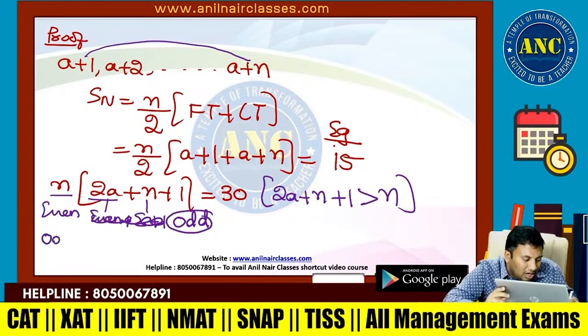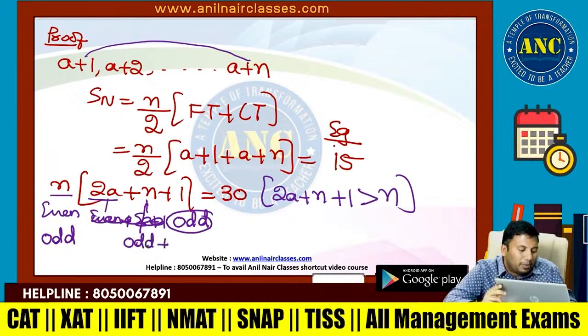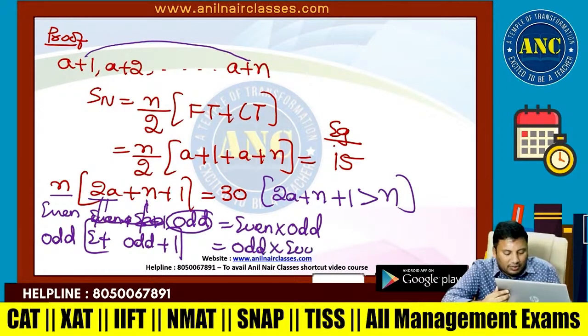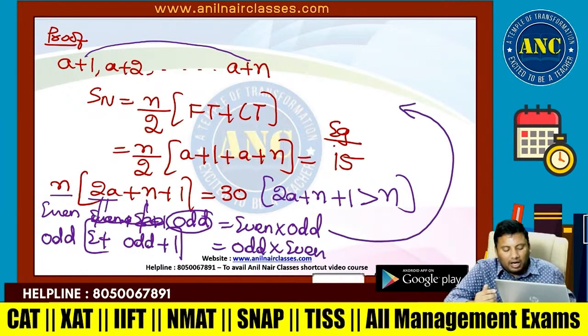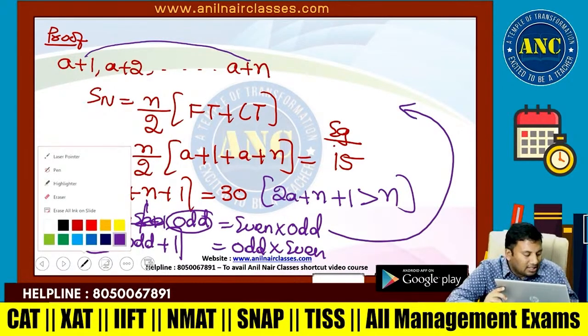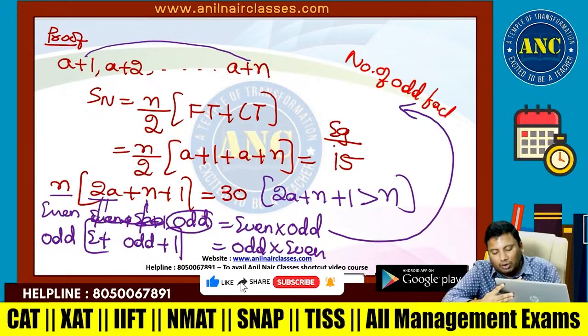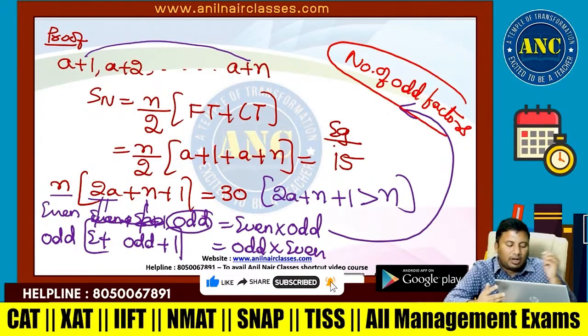If n is odd, odd plus 1 is even. Any number multiplied by 2 is even. Even plus even is even. That means either it is becoming even into odd or it is becoming odd into even. Already we discussed, in an unordered pair, the number of ways of writing a number as a product of odd into even is nothing but the number of odd factors. For 1 or more consecutive positive integers, it is the number of odd factors.